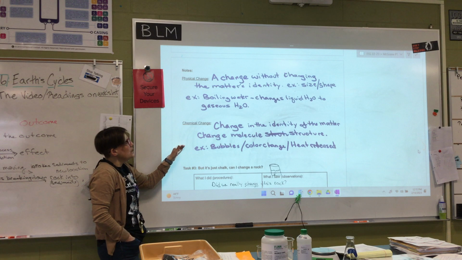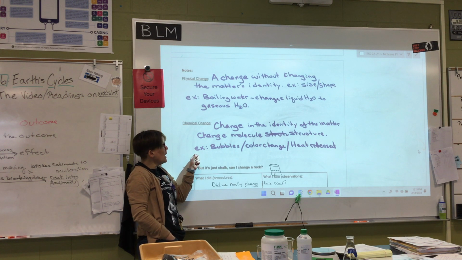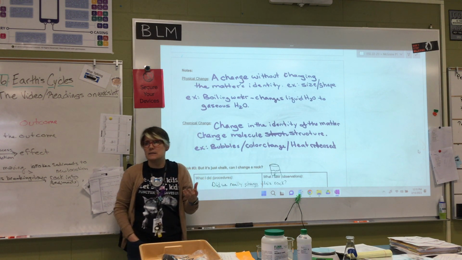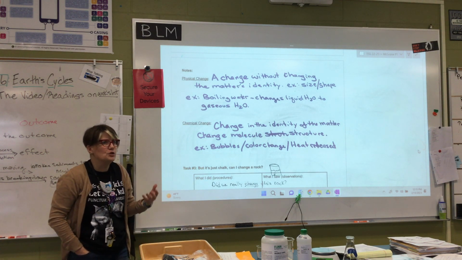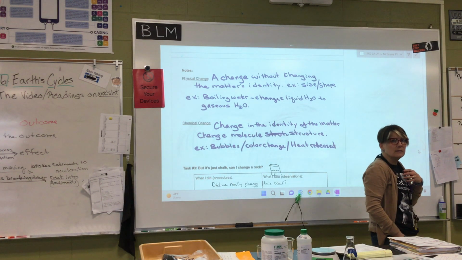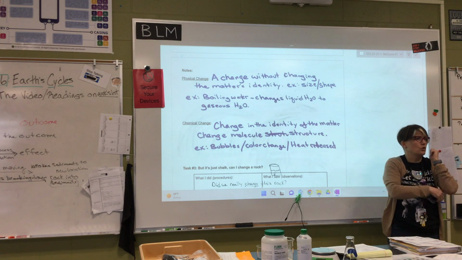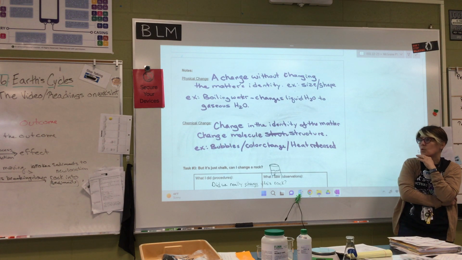Chemical change is when there's a change in the identity of the matter. You change the molecular structure. And this happens when you see bubbles, when you see a change in color, or if you have heat released. Then you know it is no longer the same stuff. You have changed it on the molecular level. Like an ice pack or a heat pack, if you crack it, you're putting those chemicals together and you're creating something different. You know a chemical change has happened, it is not the same substance anymore.